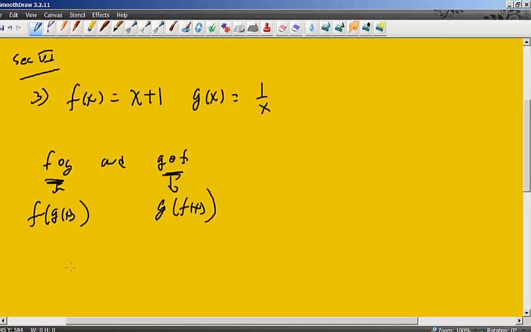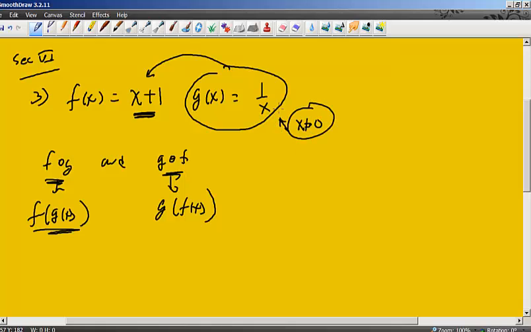In this one we're going to take g and put it into f. But before we put that in, we have to identify what the domain restrictions are. There is no domain restriction for f; I can use any number for x. But for g, I know x cannot equal 0, because that will make the bottom 0. And if I'm putting g into f, this restriction has to stay. It doesn't go away. So let's put it in. f of 1 over x now looks like 1 over x plus 1. So that's f of g of x.